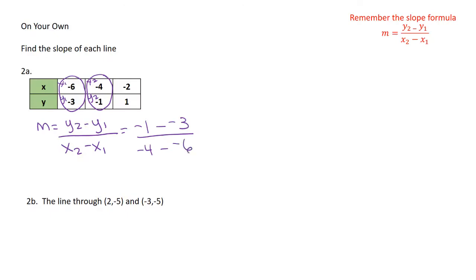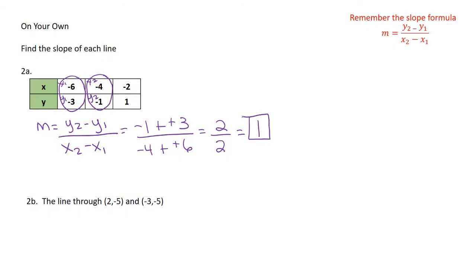All right, remembering our rules for minus signs, we add the opposite. So I'm going to go ahead and add the opposites in here. So -1 plus a +3 equals a +2. And -4 plus a +6 is also 2, and that can reduce to 1. So you can see that our slope of this particular function is 1.